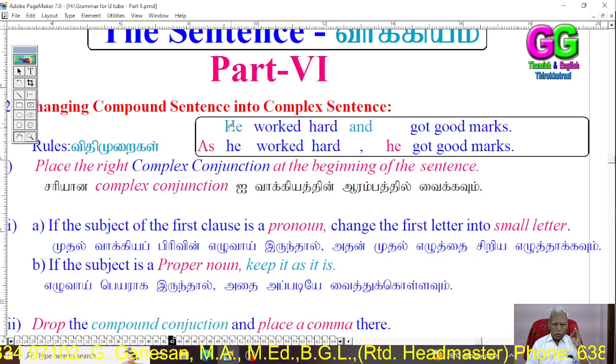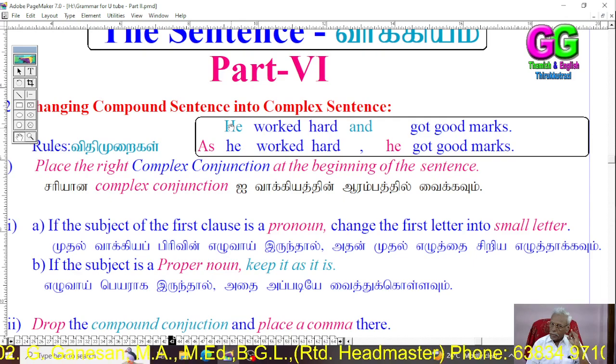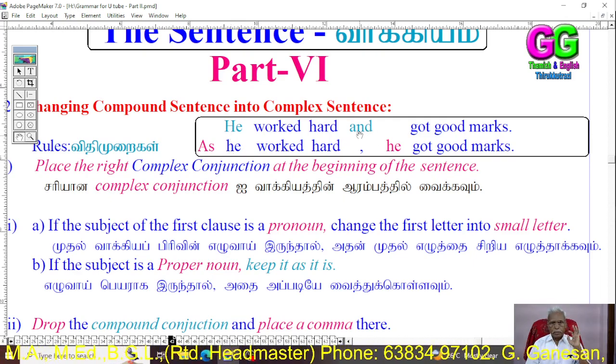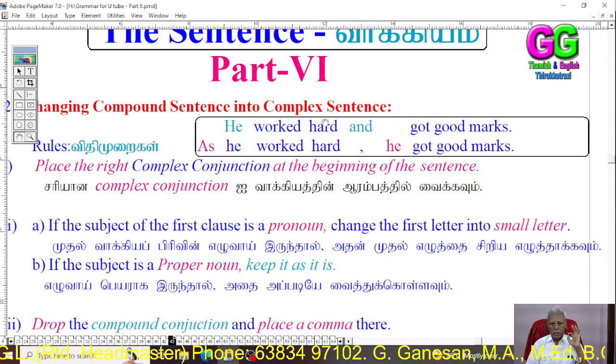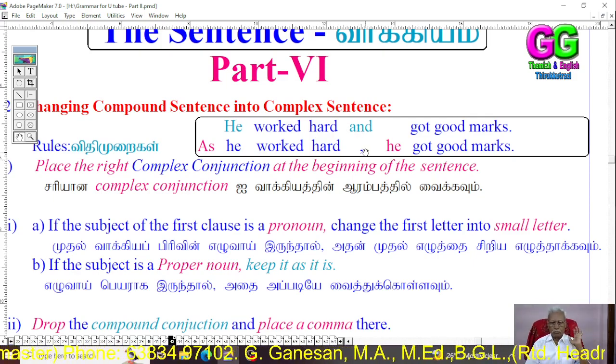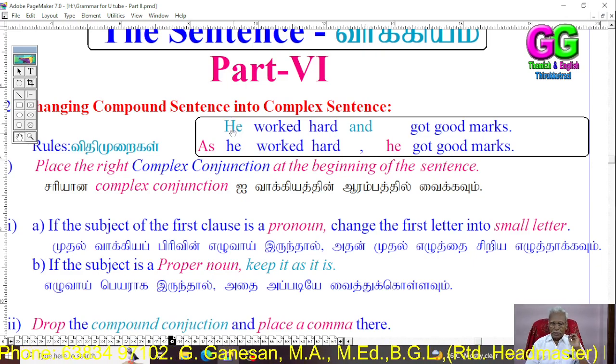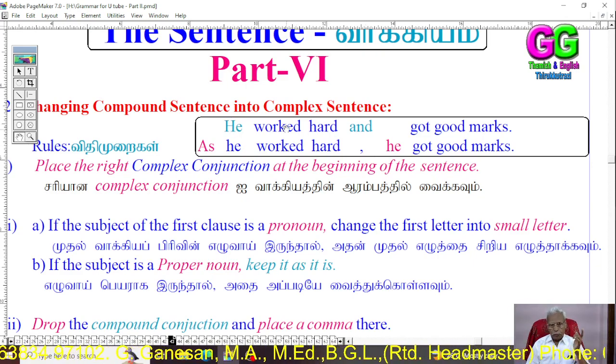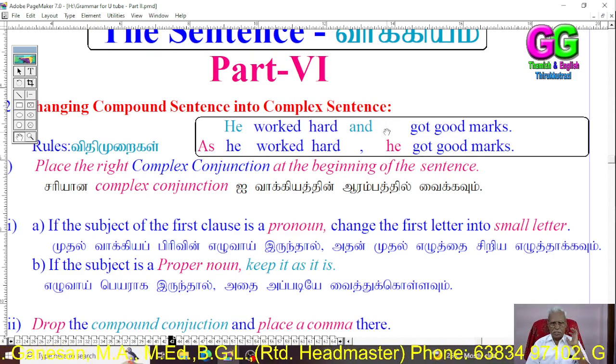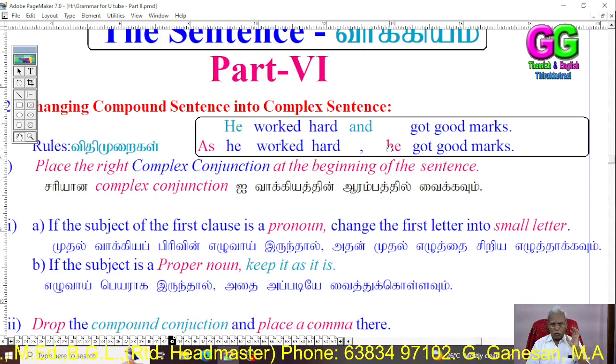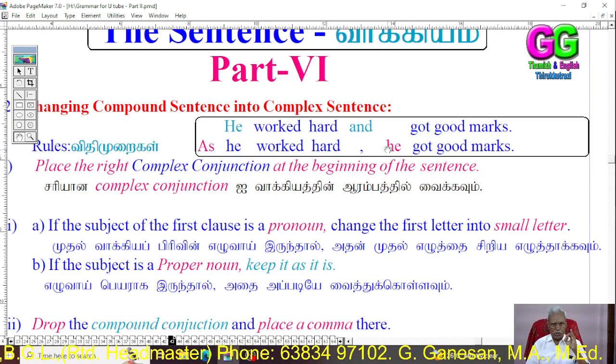Rule 1. If it is a pronoun, change the capital letter into a small letter: H small. And remove "and", and place "as". Then the compound conjunction is removed and replaced by a comma. Then, as "he" is the subject for both clauses, there is no subject in the second clause. So this subject has been brought here.